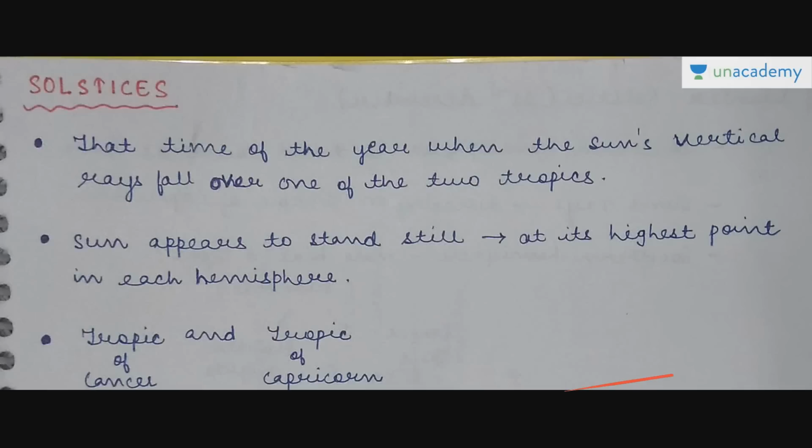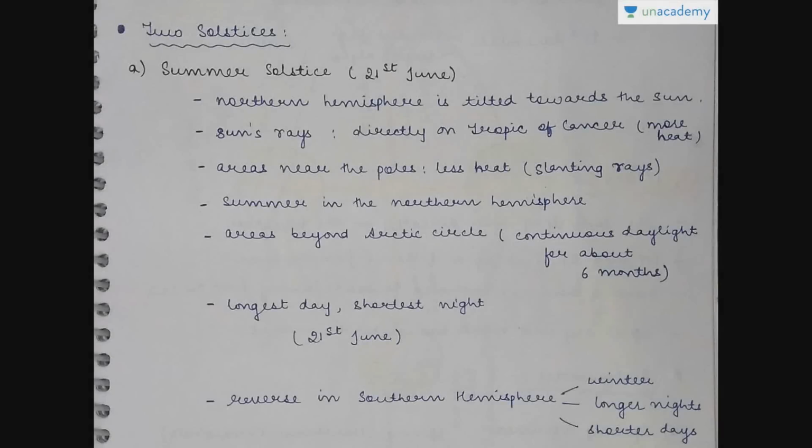Then the sun appears to stand still. In the normal sense, this basically means that the sun appears to stand still. Why? Because it has reached its highest point in each hemisphere. We have already studied that a tropic represents the highest point of the sun's vertical rays. So in each hemisphere the sun has finally reached its highest point, and that is the Tropic of Cancer or the Capricorn. So it is that time of the year. So these are the 2 tropics. Now the 2 solstices. The first is the summer solstice, which is observed on 21st of June.